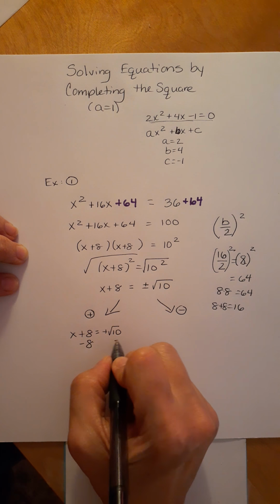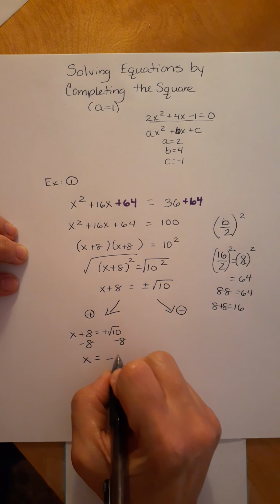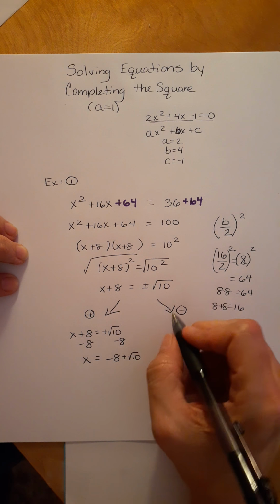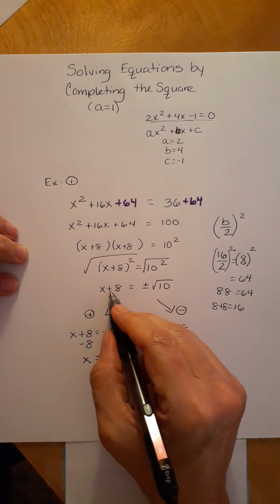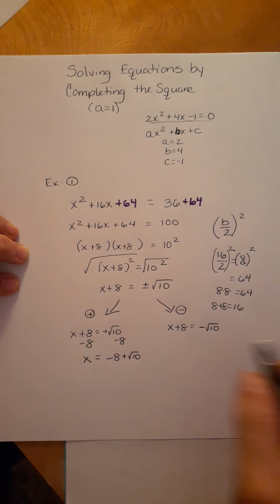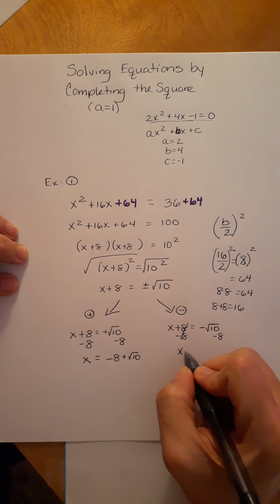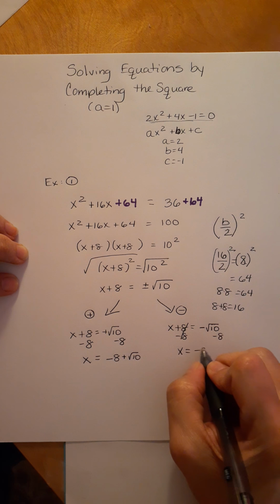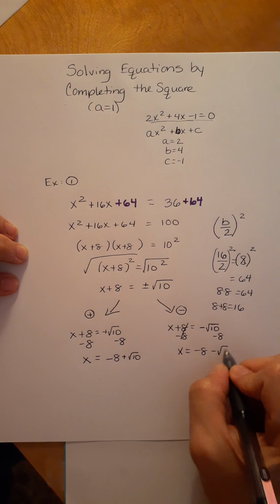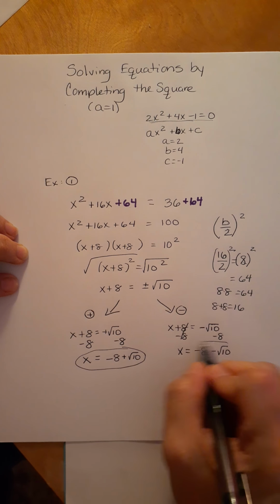And we're going to subtract 8 from both sides. And we get x equals minus 8 plus the square root of 10. And over here, when it's minus, it's still x plus 8, that does not change, equals minus the square root of 10. I subtract 8 from both sides. This cancels. x equals negative 8, minus the square root of 10. And this is one of my answers, and this is the other.